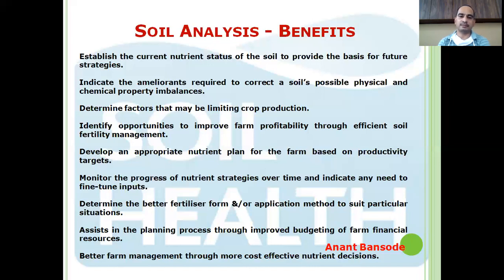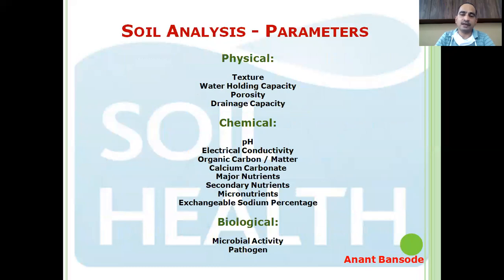Then the budgeting of the crop can be improved with the help of soil analysis, and all these things together help us in better management of our farm. Okay, these are the parameters which are generally analyzed for the soil. The parameters are classified into physical, chemical, and biological.